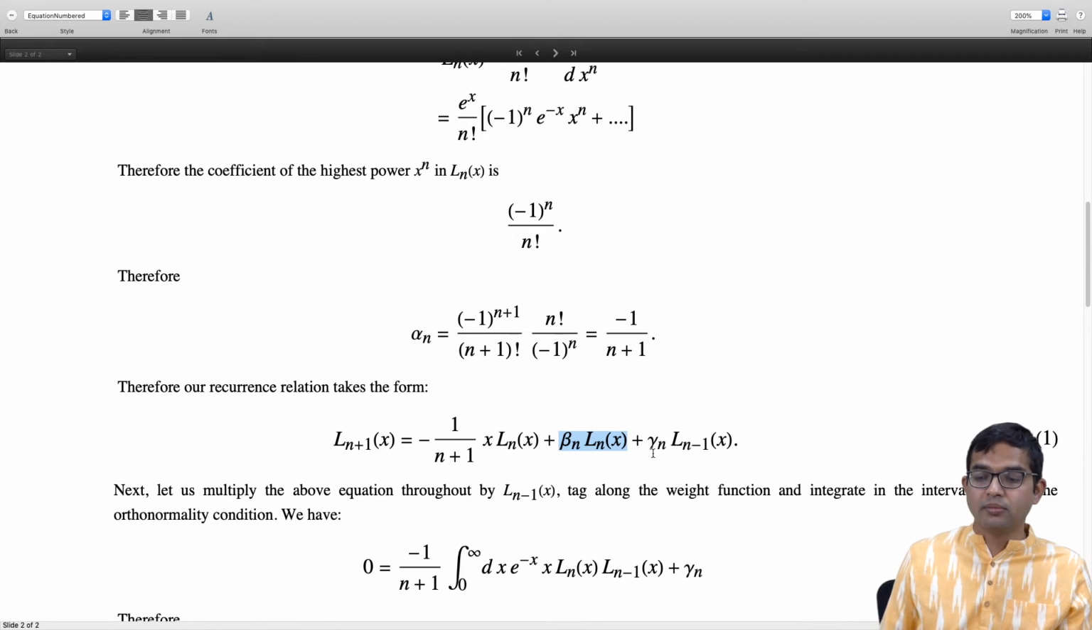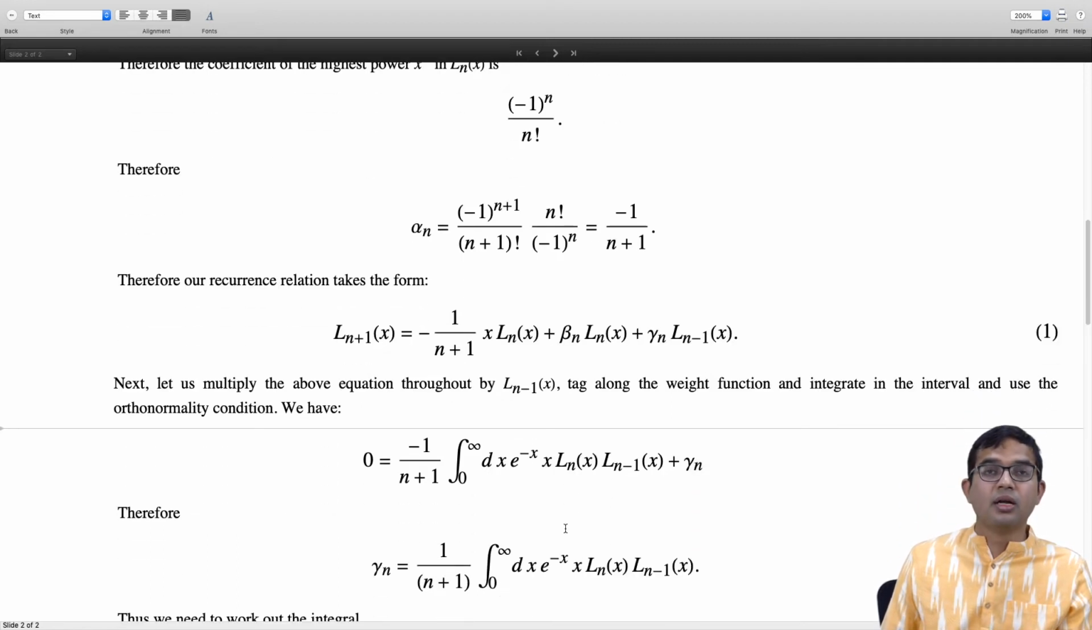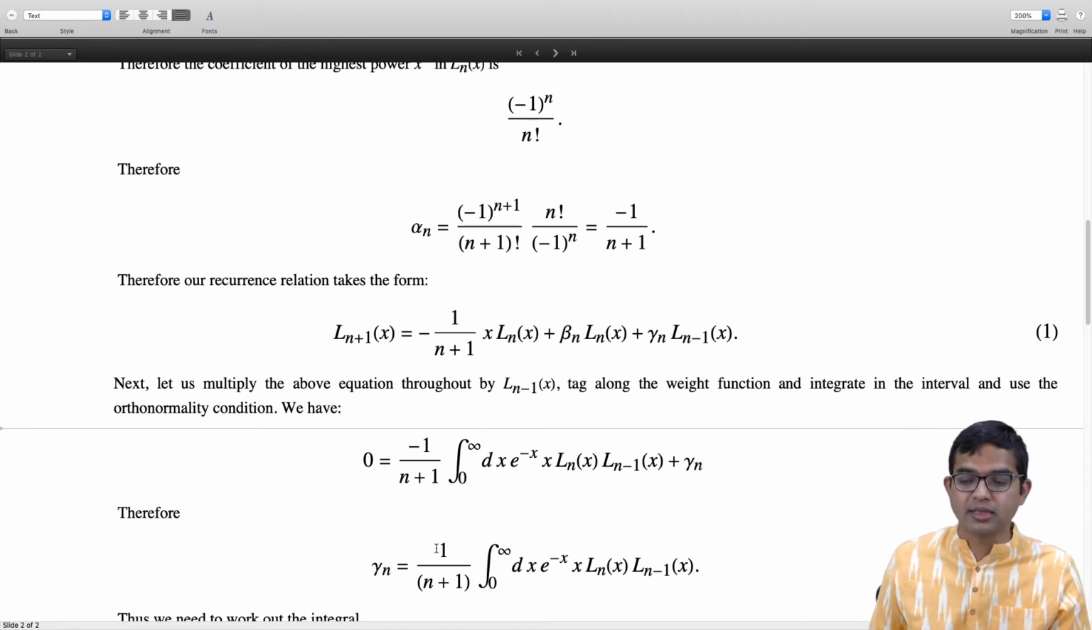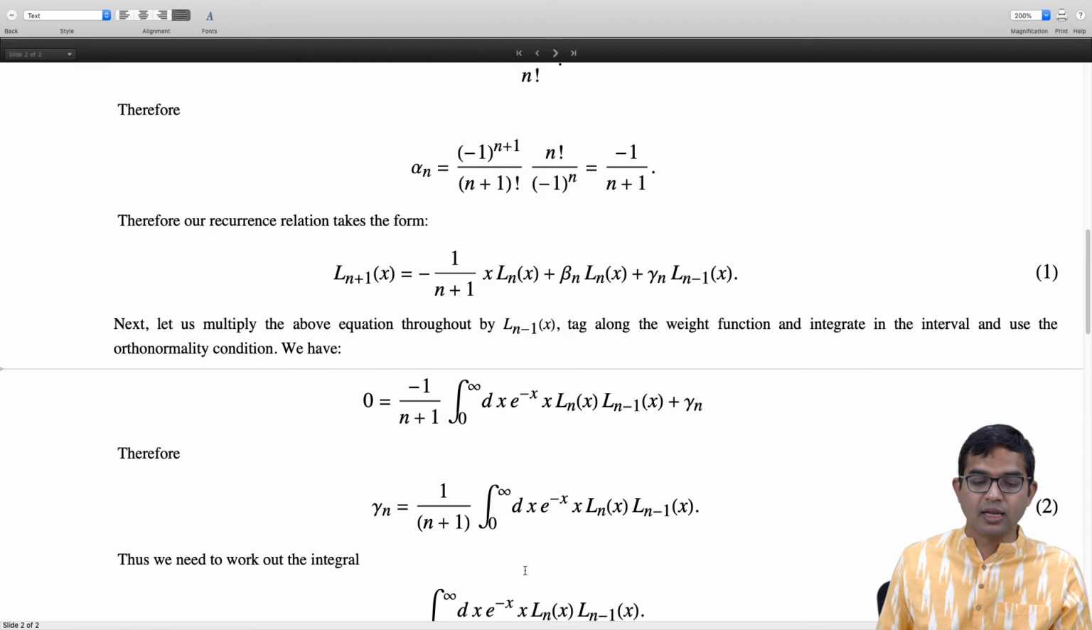But the third term is again something which we already know. So the normalization integral is just 1 because ln minus 1 appears 2 times. So the third term can be simply written as gamma n times 1, which is gamma n, right? So we immediately have an expression for gamma n, right? So we can bring this gamma n to the left hand side, and just take care of the signs properly, and so we have 1 over n plus 1 times the integral 0 to infinity dx e to the minus x times ln of x times ln minus 1 of x, right?